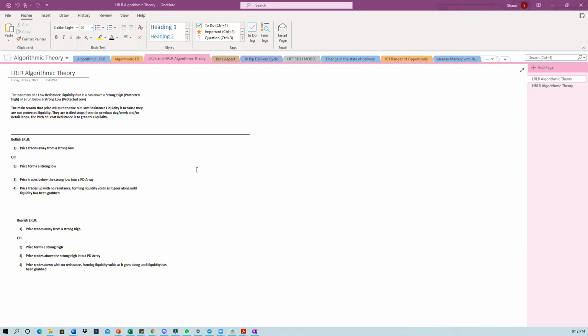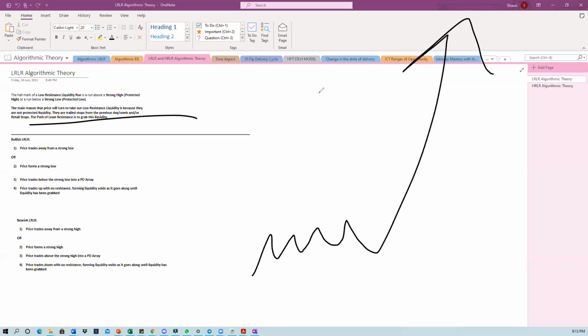Right. So the hallmark of a low resistance liquidity run is a run above a strong high, protected high, or a run below a strong low, protected low. The main reason price will turn to take out low resistance liquidity is that it is not protected liquidity. They are trail stops from the previous day, week, and or retail stops from normal support resistance ideas, right? So the path of least resistance is to grab this liquidity. So when we look at a bullish low resistance liquidity run, we obviously know that if it's the path of least resistance, it's going to be one single move up like that, or a couple of liquidity voids to the top, right?